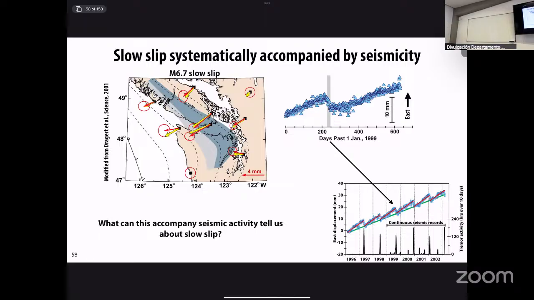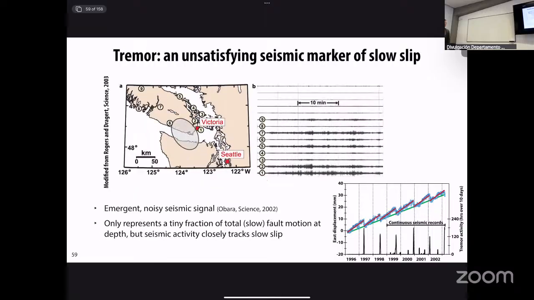There's actually seismic activity that accompanies slow slip. So we changed our squares to circles, and these circles are now seismometers. This is a 30-minute window on these different seismometers in the same place, and what they're showing you is a signal that we call tectonic tremor. It's very noisy. There are no clear phases, like P or S waves, that we would be able to identify and locate precisely in time and space. So these are noisy, emergent signals.